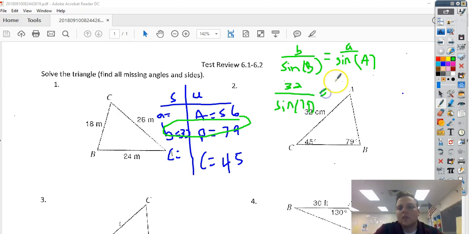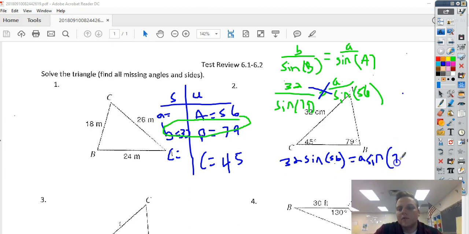Is equal to little a over sine of 56. So then, guys, I'm just going to cross multiply. So 32 times sine 56 equals a times sine 79. So I get 32 sine 56 is equal to a times sine of 79. Then I'm just going to simply divide both sides by the sine of 79.